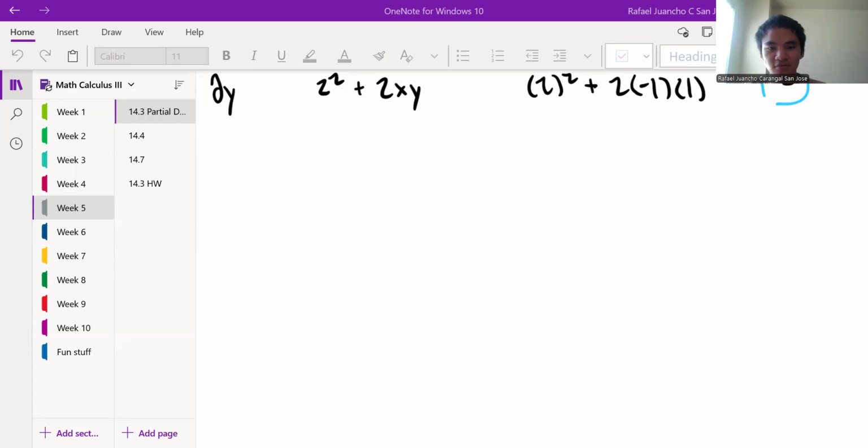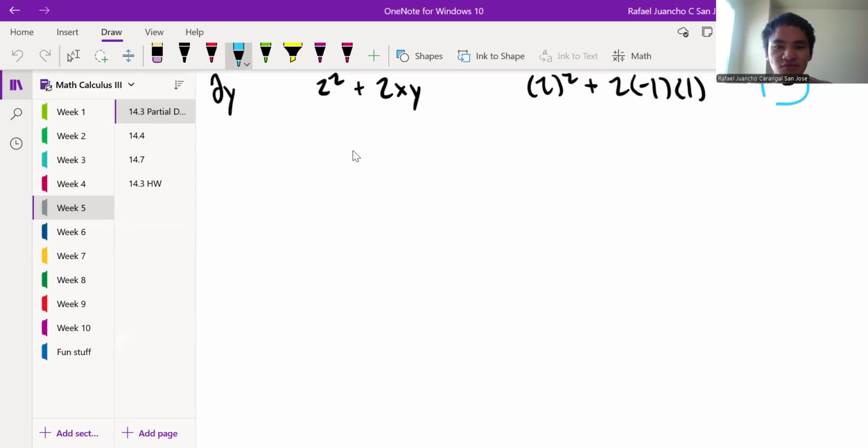So today we're going to be talking about functions of three or more variables. And we're going to apply partial derivatives in doing that. Okay, so let's do a brief recap of what we did so far.